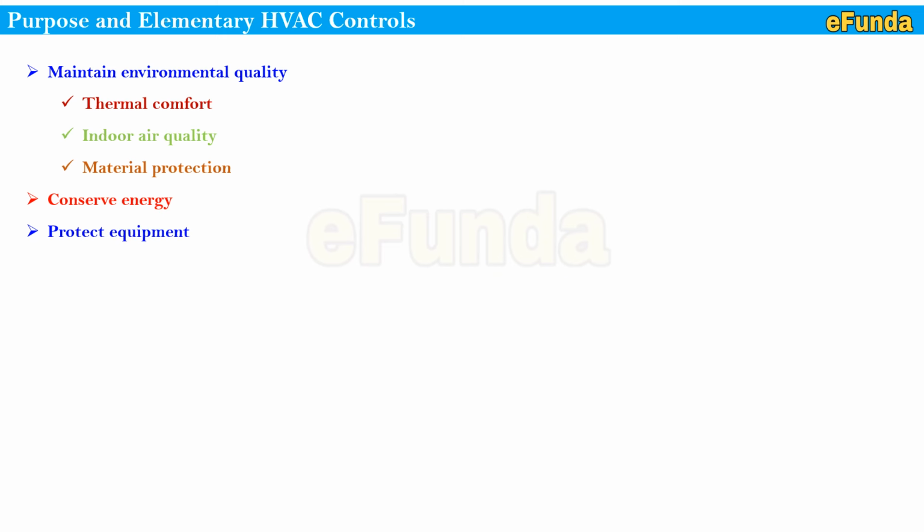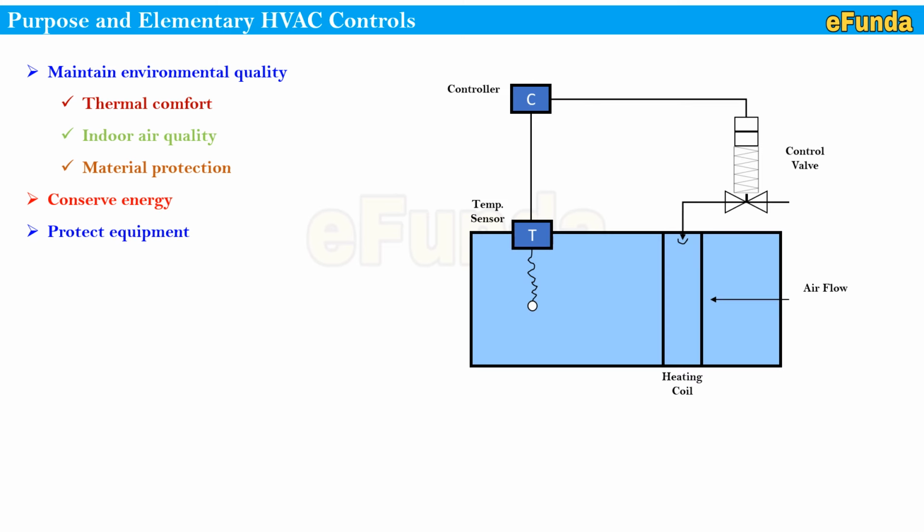For better understanding, one can refer to the elementary HVAC control system where the air inlet flow is inside the conditioned space, then the heating coil and the room temperature, where the temperature is sensed by the temperature sensor and then passed to the controller. There it compares the sensed temperature with the desired value of the set point, and then the control signal goes to the heating coil so as to do the circulation.